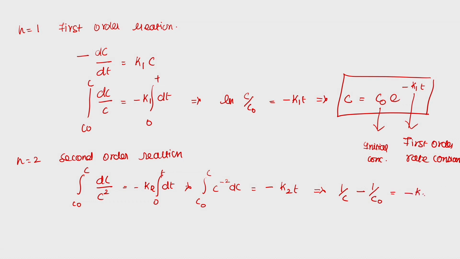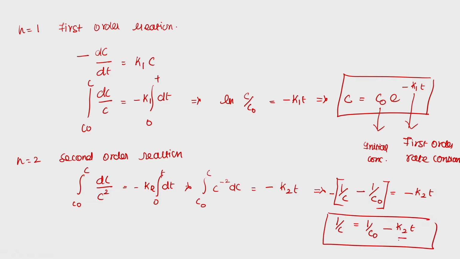which is nothing but minus K2 t. So, this is minus 2 plus 1 over minus 2 plus 1, so this will become a minus, alright. So, you would have 1 upon C is nothing but 1 upon C naught minus K2 t. So, this is the second order rate constant.